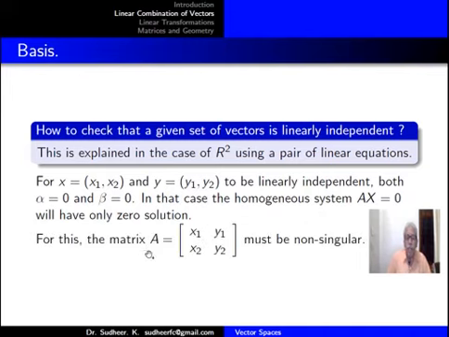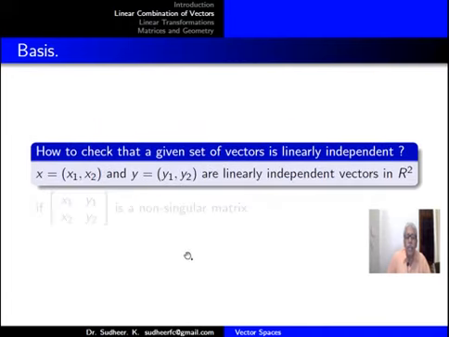But when will a homogeneous system have only 0 solution? For that, the coefficient matrix must be non-singular. So if the coefficient matrix A, [x1, y1; x2, y2] is non-singular, then you get the system to have only 0 solution, or the vectors x and y to be linearly independent. So that is the condition. x equal to (x1, x2), y equal to (y1, y2) will be linearly independent vectors in R2 if the matrix obtained by writing these vectors as columns or rows is a non-singular matrix.